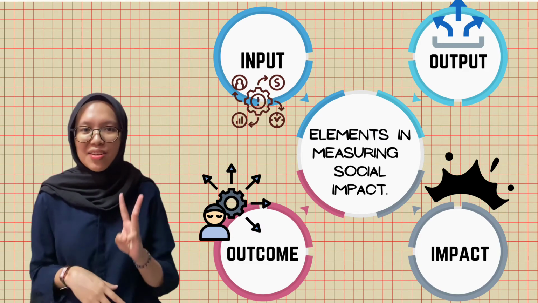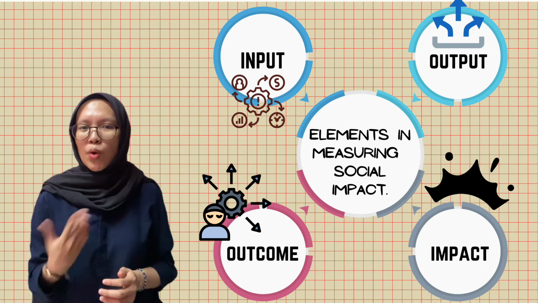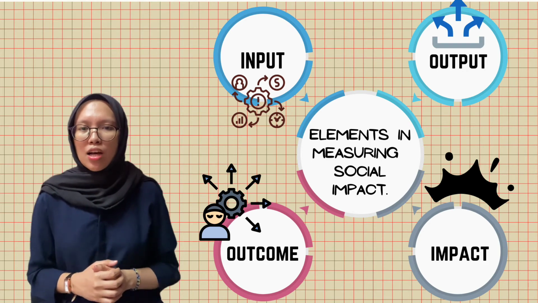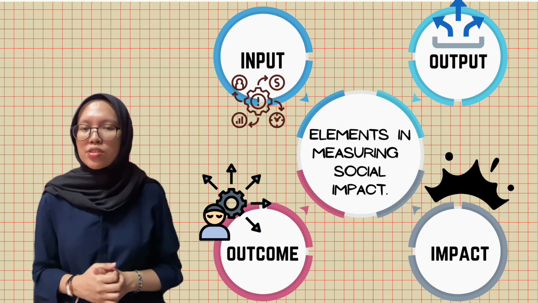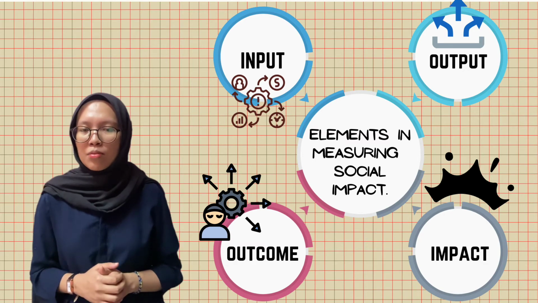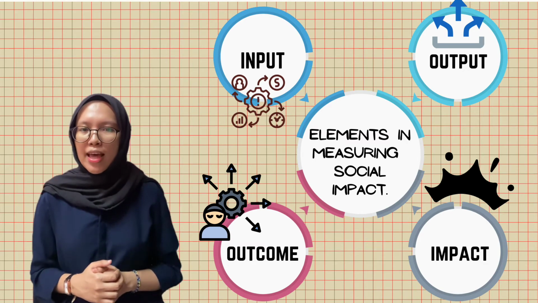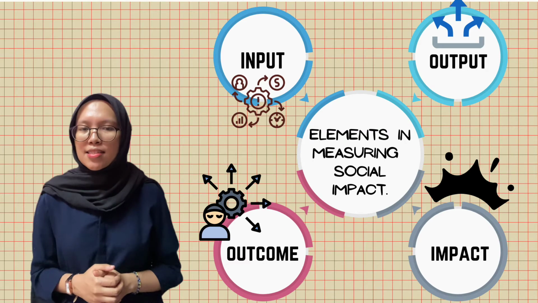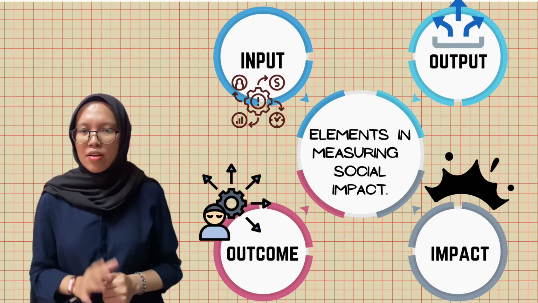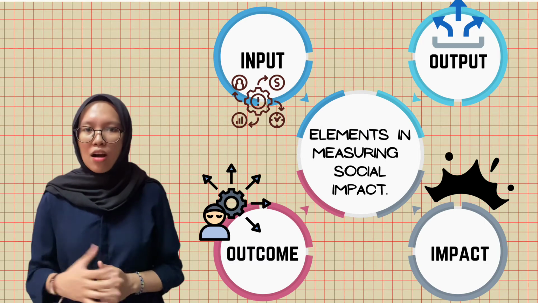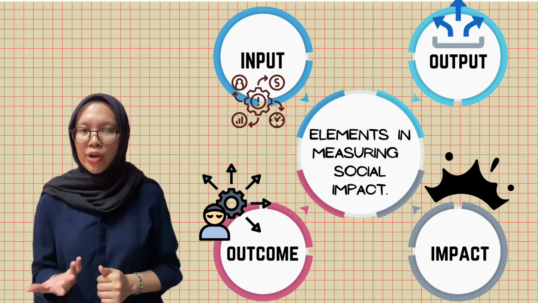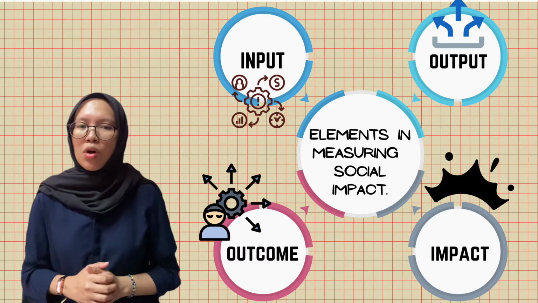And the third one is the outcome that refers to what the program wishes to achieve. An example is the result of a training program might be the number of graduates who get a job. And lastly is impact. This is the degree of effect that took place because of the program and activities. For example, the impact of graduating from a training program may eventually lead to a better quality of life for the individual.